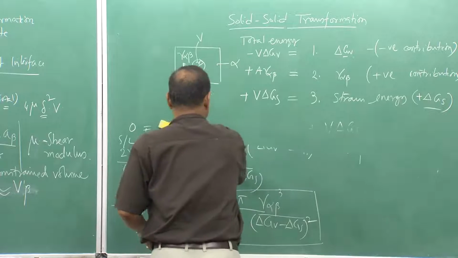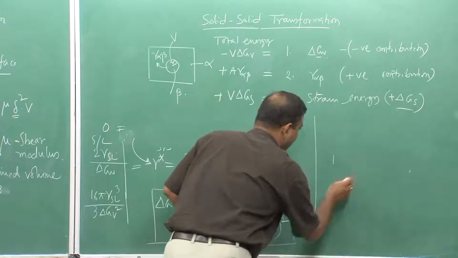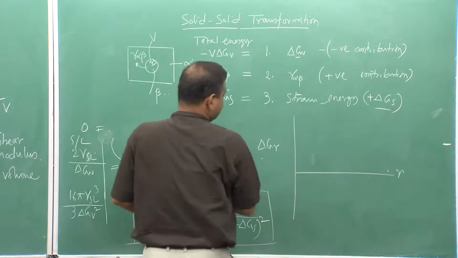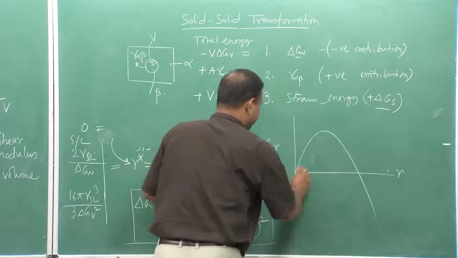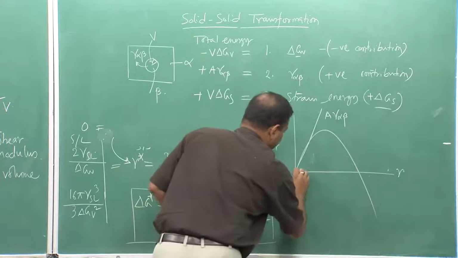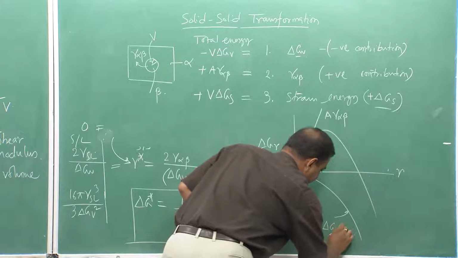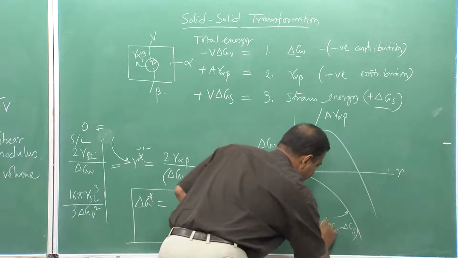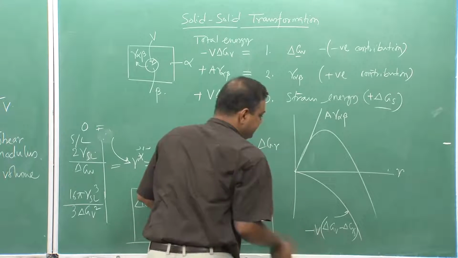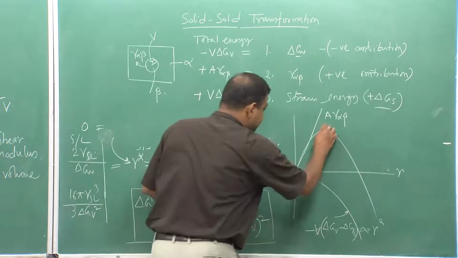If I try to see the graphical representation, I can also have that. Okay. So, last time what we have done, this is my R and this is my delta G R. So, it varies like this, and this is my A gamma alpha beta, and there will be two terms. This will be my delta G V minus delta G S with a negative sign, it is proportional to R cubed.